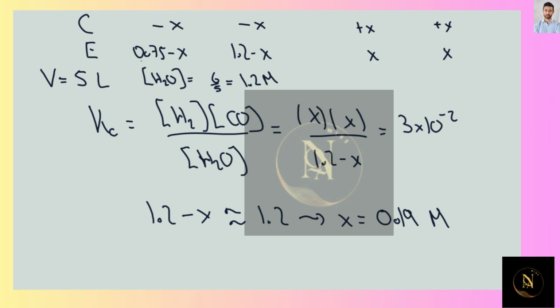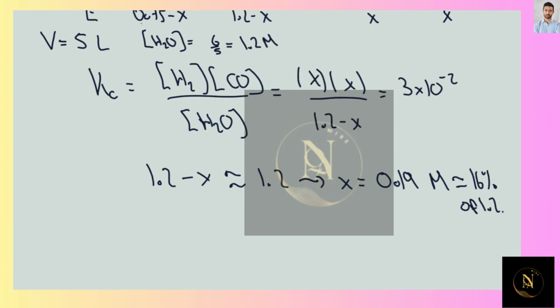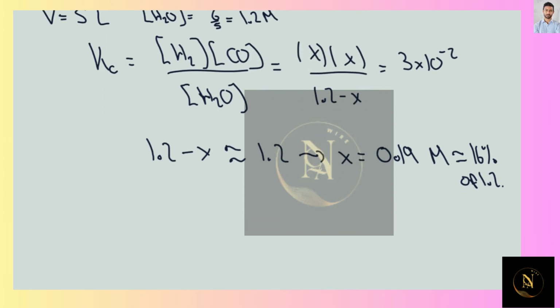If we do this approximation, you're going to realize that the value of 0.19 represents approximately 16% of 1.2. So we cannot do this approximation because the value exceeds the 10% threshold that is employed generally for that. So we need to solve the full quadratic expression, which is equal to x squared is going to be equal to 3 times 10 to the minus 2 multiplied by 1.2 minus x.